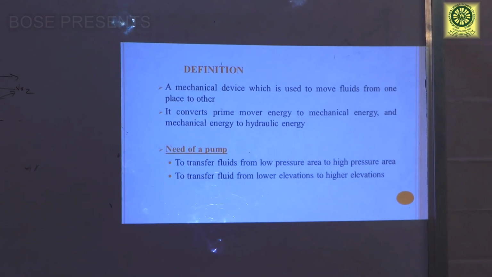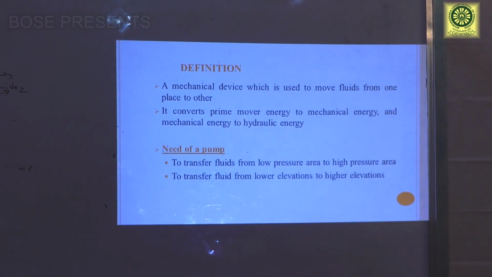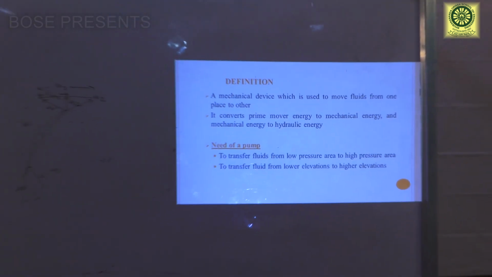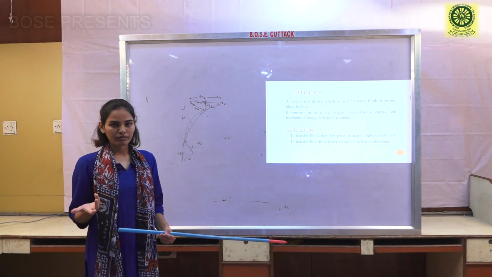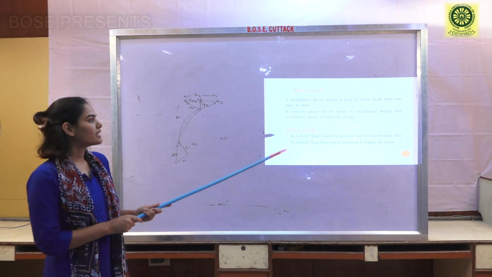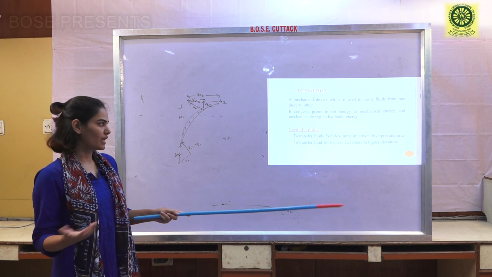So coming to the definition, a pump is a mechanical device which is used to move the fluid from one place to another. In our day-to-day life also we use a pump, which we call a motor, to lift the water from the ground level to the first or second floor for our uses. So what it is doing is moving the fluid from one place to another.